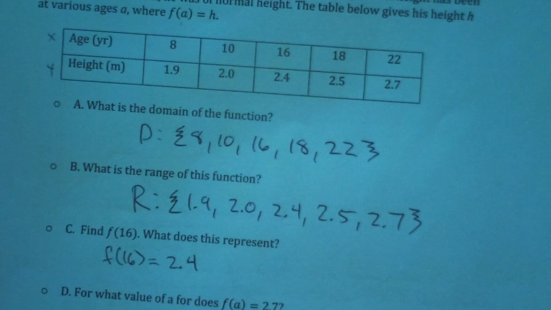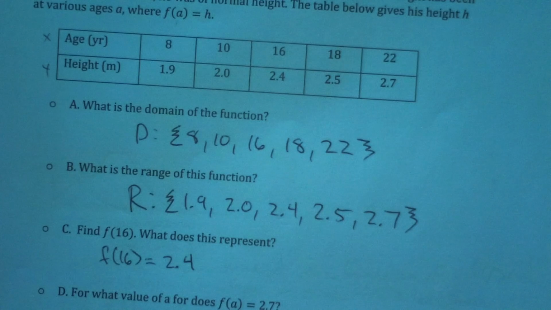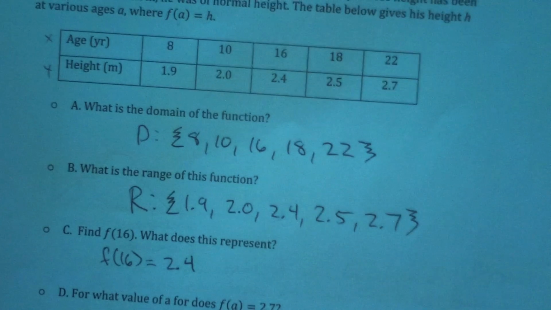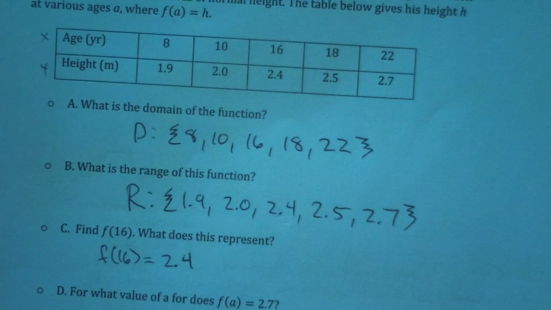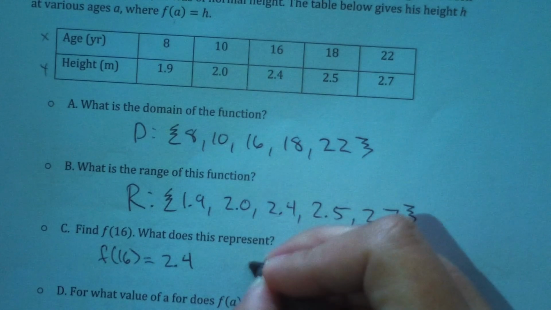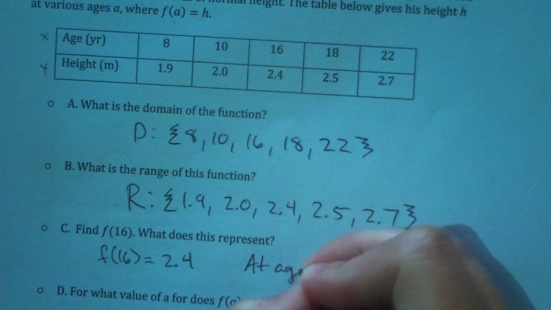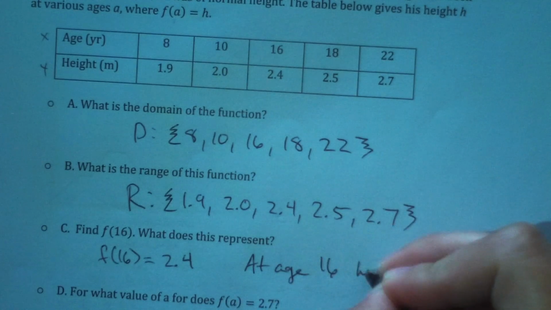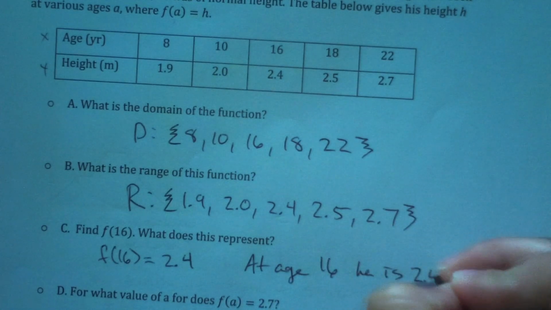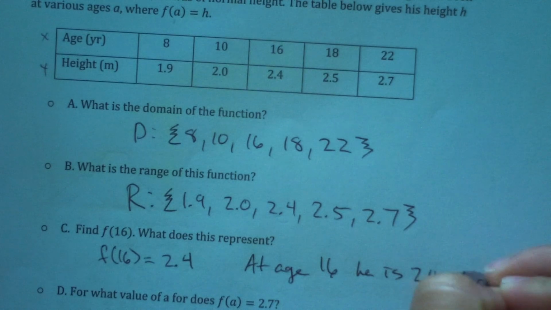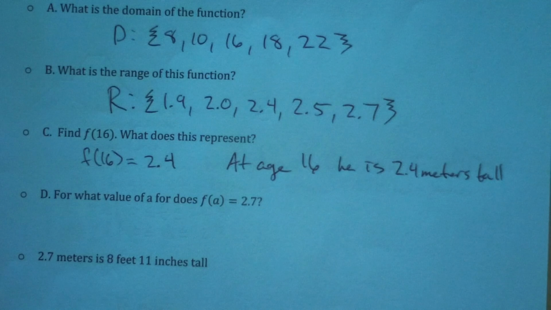It doesn't ask this, but what does that one mean? Yup, so when he was 2.7 meters, he was 22 years old. In real life, 2.7 doesn't seem like a lot, but 2.7 meters is actually 8 foot 11 inches tall. Can you imagine being 8 foot 11? That'd be rough because most ceilings are 8 foot, right?